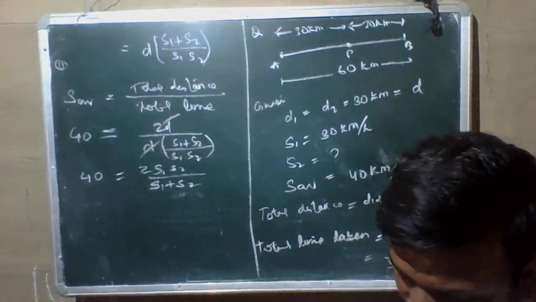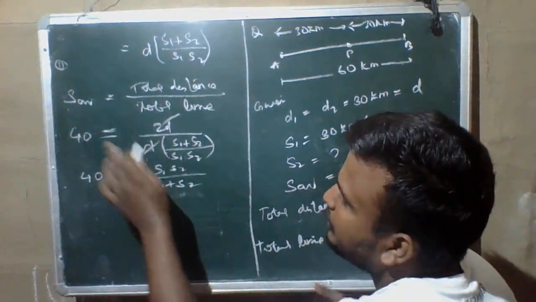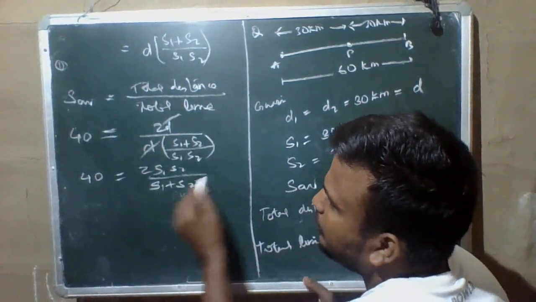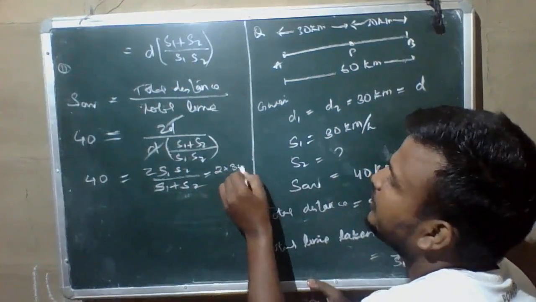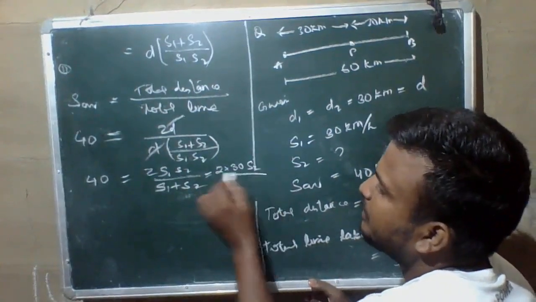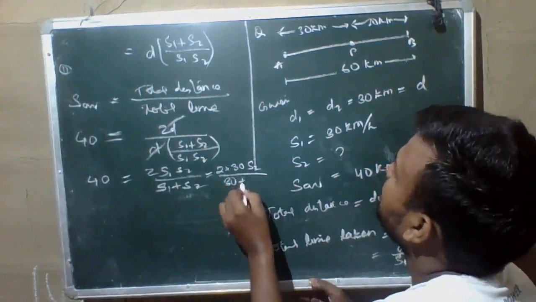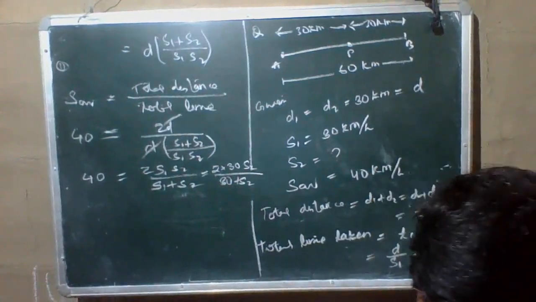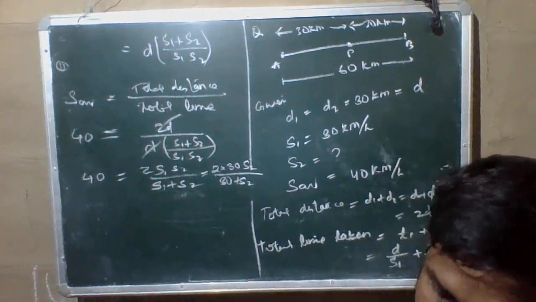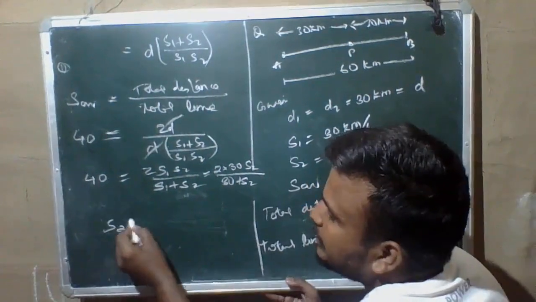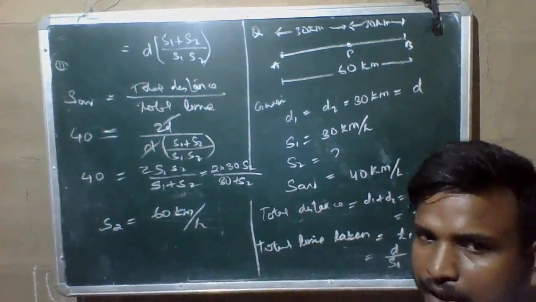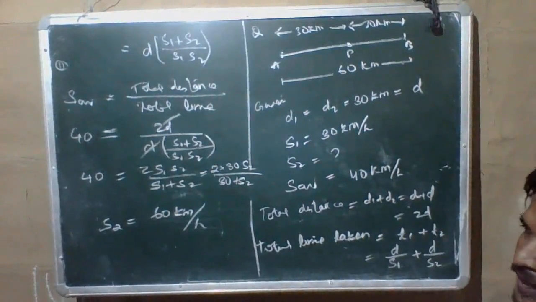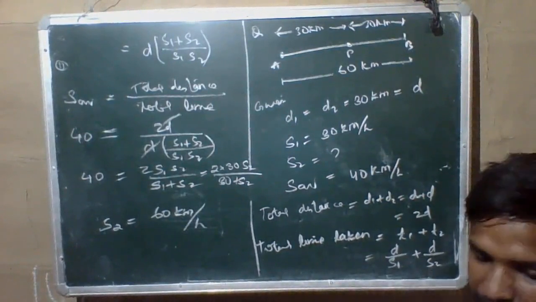If we put the values here, what is the value of S1? We put the average speed, and the S1 value also. So 40 equals 2 times 30 into S2 divided by 30 plus S2. If you solve this, the value of S2 you will get is nothing but 60 km per hour. I hope you will be able to solve this equation. So this is a very simple problem on average speed that we have done.